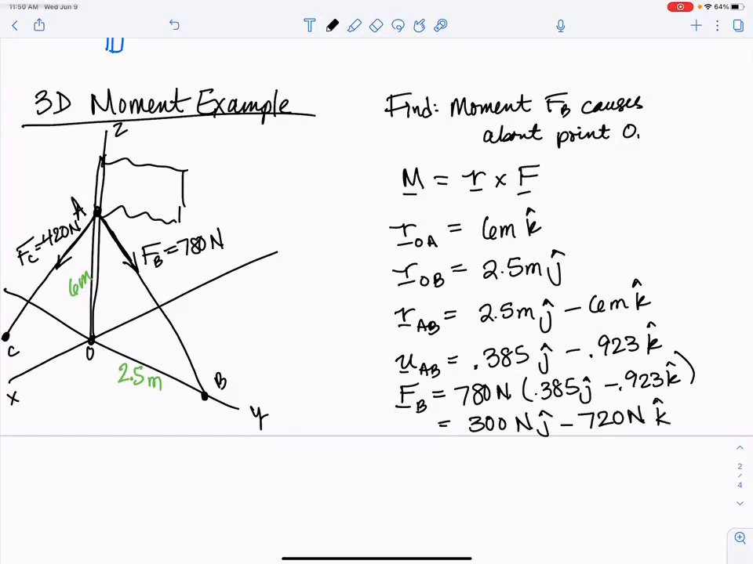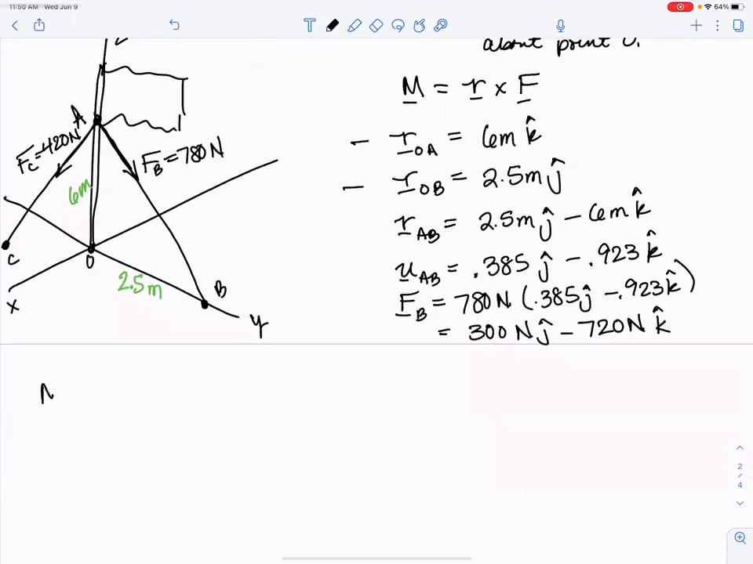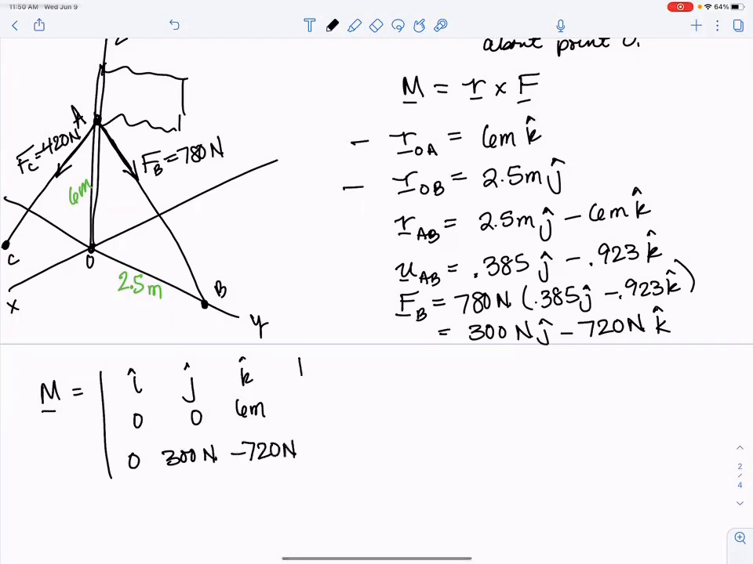So I have a force vector and I have 2 different position vectors I could use. I could either use OA or OB. They'll both work. So my next step is to actually do the moment. So I'll set it up as a cross product. I've got I, J, and K. Let's use position vector, should we use O to A? 0, 0, 6 meters. I like to write my units down and make sure I don't mess anything up. And then I write down 0, 300 newtons, minus 720 newtons. The negative sign is super important.